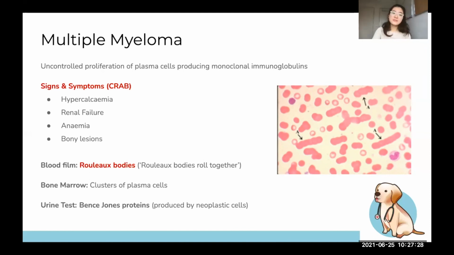So signs and symptoms, a good mnemonic is CRAB, C for calcium. So hypercalcemia, renal failure, anemia, and bony lesions. So typically you'll see Rouleaux bodies on your blood film. So these are the ones that kind of roll together, I guess. And yeah, bone marrow, you'll see a lot of plasma cells. Urine test, not really important.